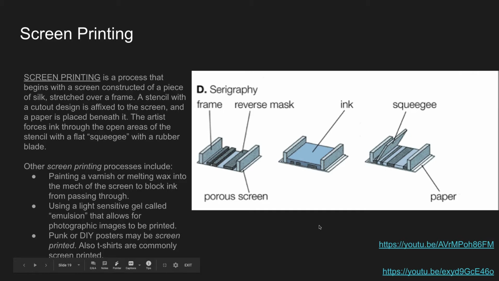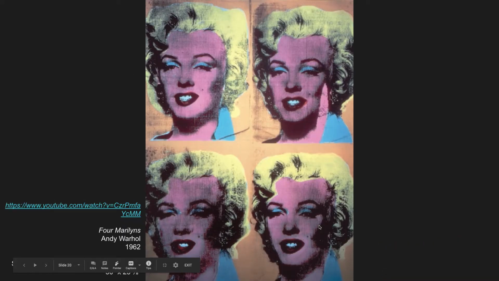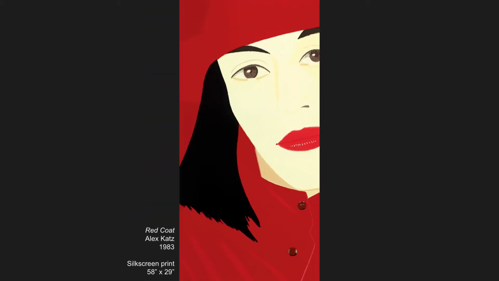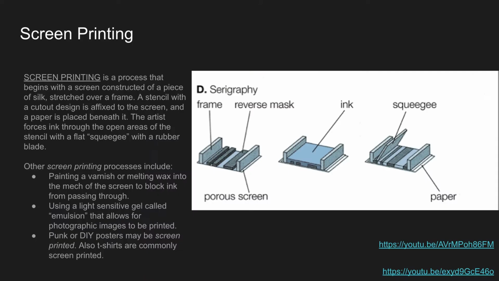So let's look at some screen prints. This is a print by Andy Warhol. One of the things that he really did very well when he was alive was screen printing. And so here we're looking at Marilyn Monroe. You can also get flat colors in the screen printing. All right, let's look at some videos.